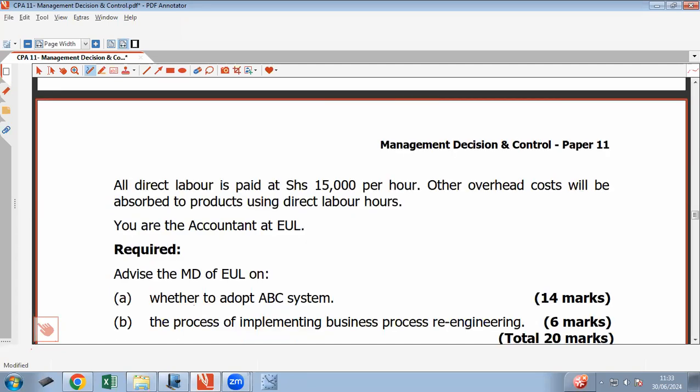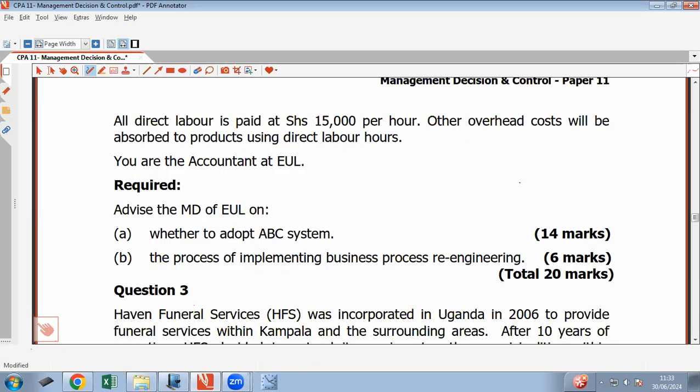You are the accountant at this company, and they want you to advise the MD on whether to adopt ABC system. Now, in exam setting, of course, because of time, they cannot test both the ABC and the traditional, but in most cases, they will give you the traditional setting. Then it's you now to compute for ABC, then to advise whether they should adjust the whole system or not, or a particular product.